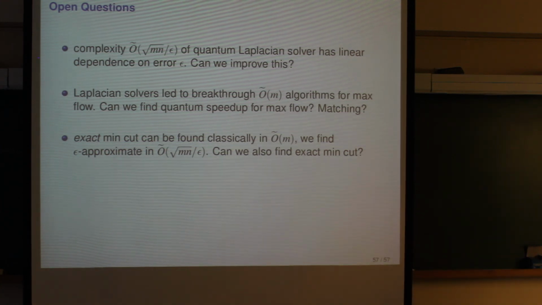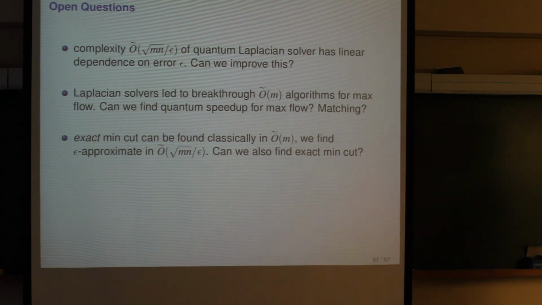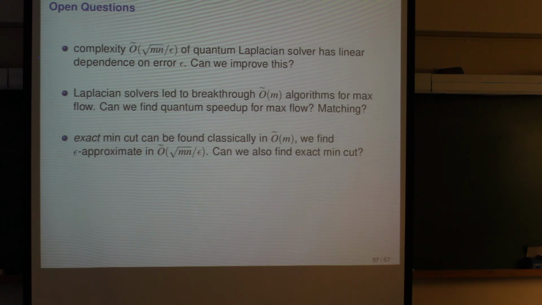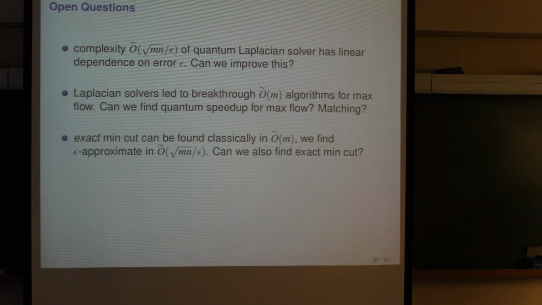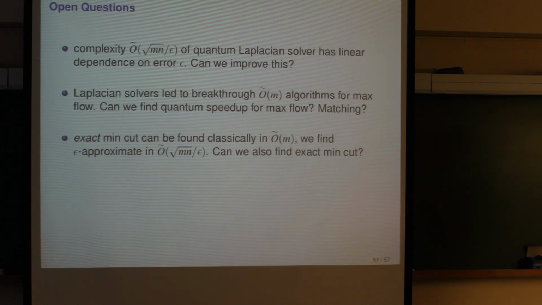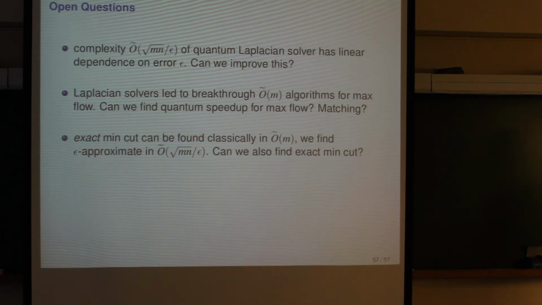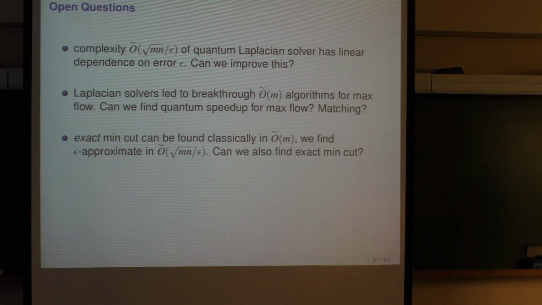So maybe I should update the slides. It seems it's basically the same thing. You can show that exact min-cut cannot be done quantumly faster than O tilde m. The idea really comes down to this: if I give you query access to, let's say, the graph, and you want to estimate the sum of the weights, then if you want to find the exact sum of the weights, you need m queries.